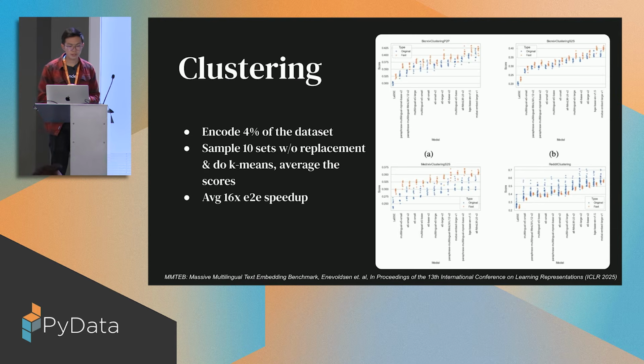For clustering, instead of encoding 100% of the dataset, we now encode 4% of the dataset. And we would then sample without replacement 10 different sets, and then do k-means, and then average the scores and report that. That actually yielded around 16 times end-to-end speedup, which is amazing for saving resources, and that still maintained rank when we looked at correlations.